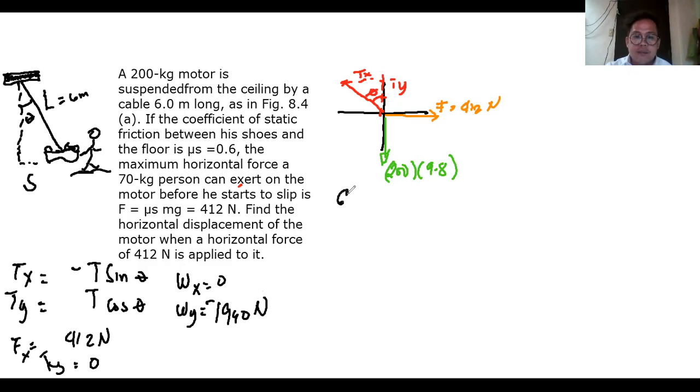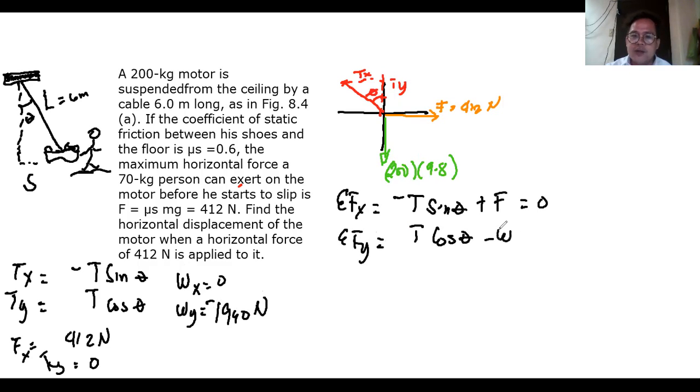So let's sum up the forces in the X: negative tension sine theta plus F equals 0. And the summation of the forces in the Y will be tension cosine theta minus weight equals 0. Let's get the value of your angle first. If we have the value of the angle here, it will be easy for us to solve for the side S using the sine function.